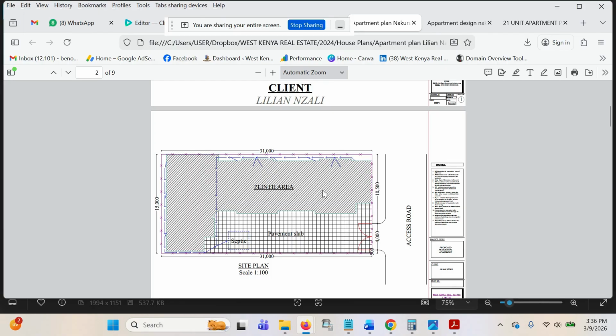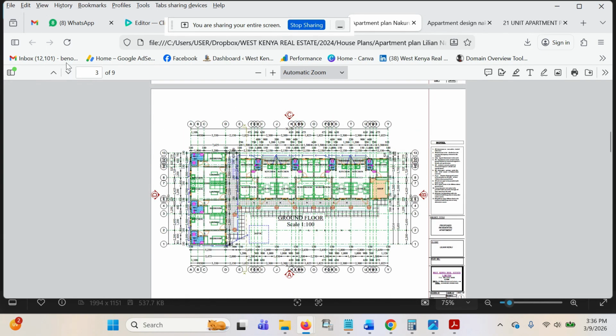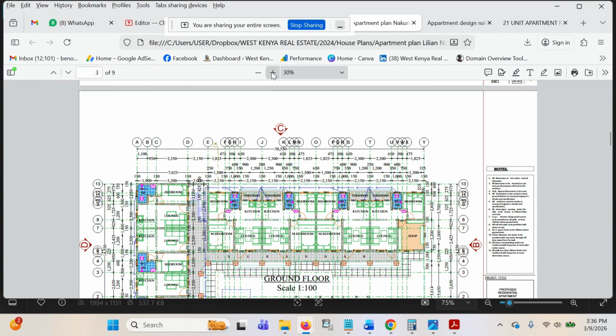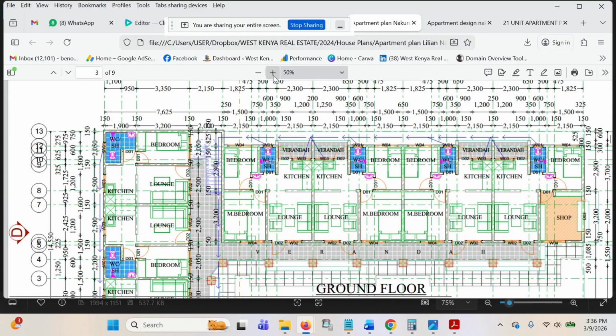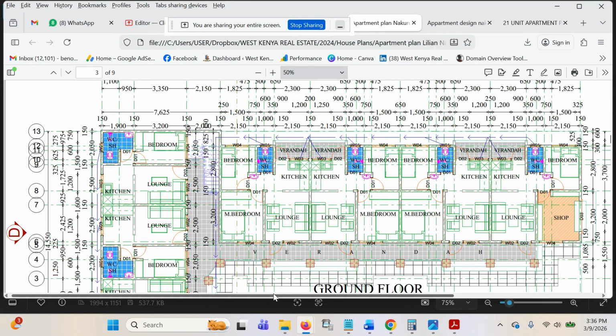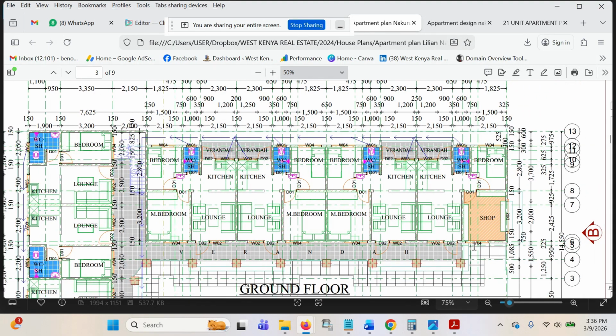So the plinth area is the structure of the house. Then you have the pavement slab for common usage like parking, clothing line, and a few other things. This entrance. Okay, so now this is the floor plan, and just to run you through it, it's just an idea of how it looks like.